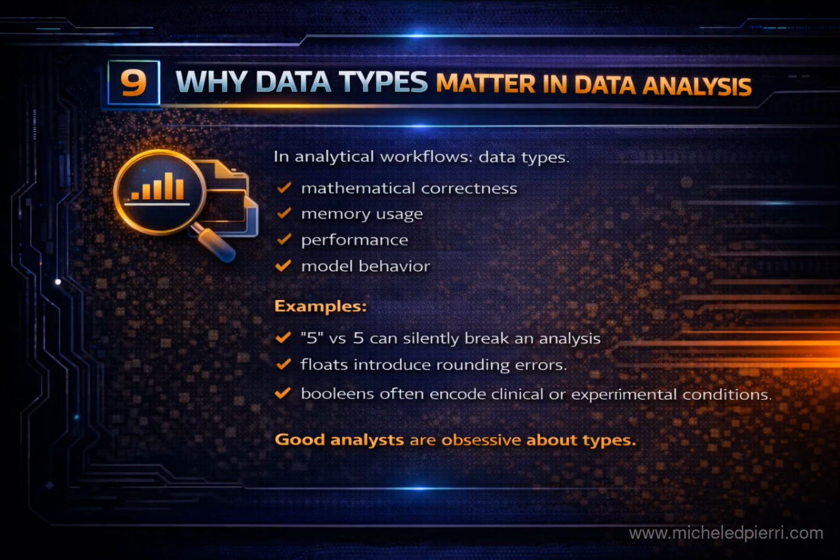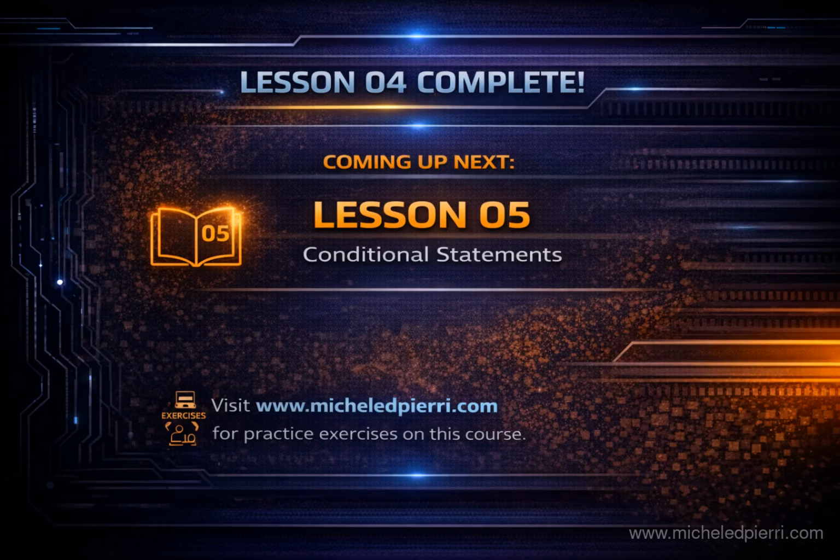In summary, data types affect mathematical correctness, memory usage, and the overall performance of your software. Great analysts are obsessed with types because they know a 5-string instead of a 5-integer can silently break an entire workflow. Great job! Lesson 04 is complete.